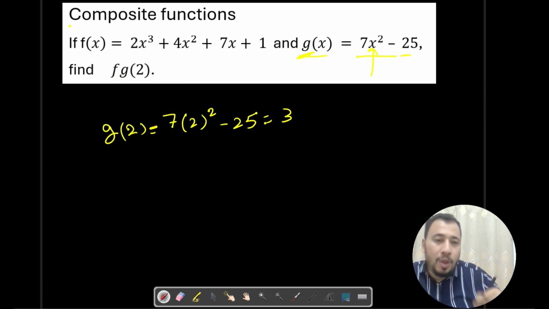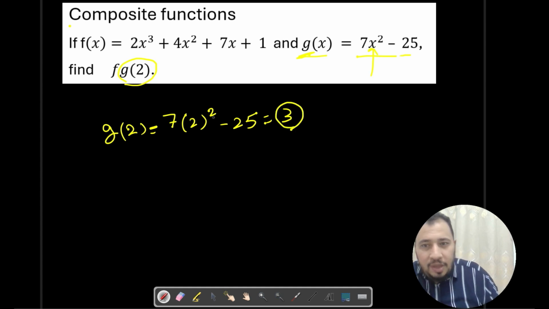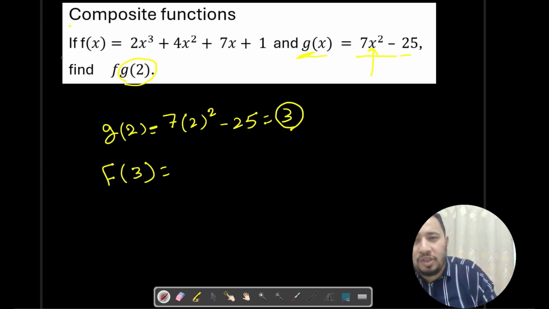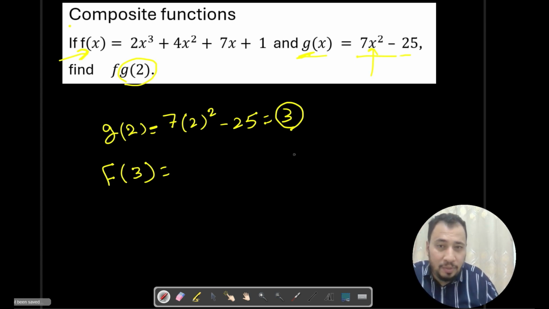What is next is to replace g of 2 with the value we got here. So we are going to write f, and instead of writing g of 2, you write f of 3. And as usual, f of 3 means you will have to go to function f over here and substitute all x's you have with 3. You will substitute all x's with the same number.